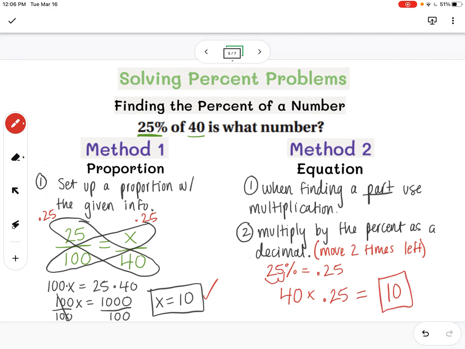All right, so there are your two methods. The most important part is just conceptually understanding how you're setting up these problems. So that would have to be true on the proportion and the equation. You'd have to understand if you're finding the part or the whole. This example relates to finding the part.